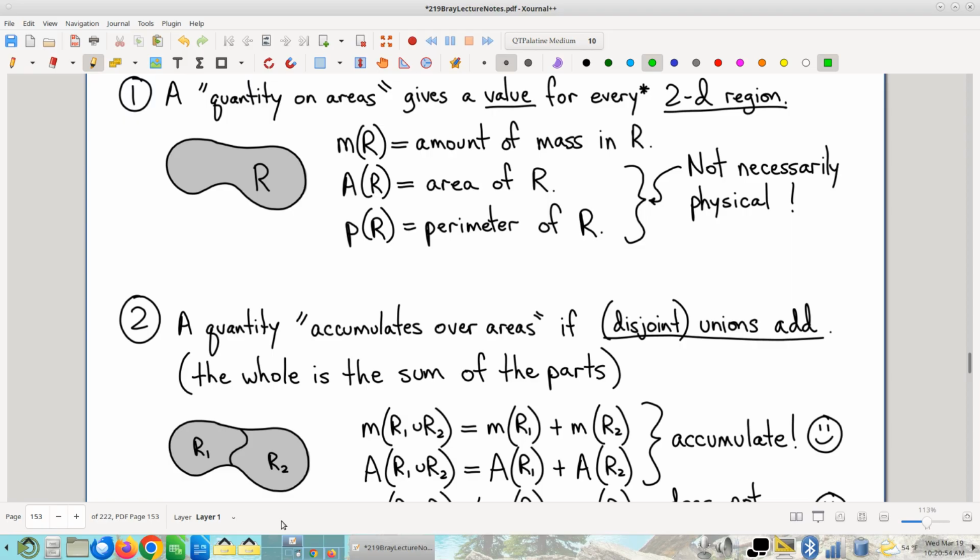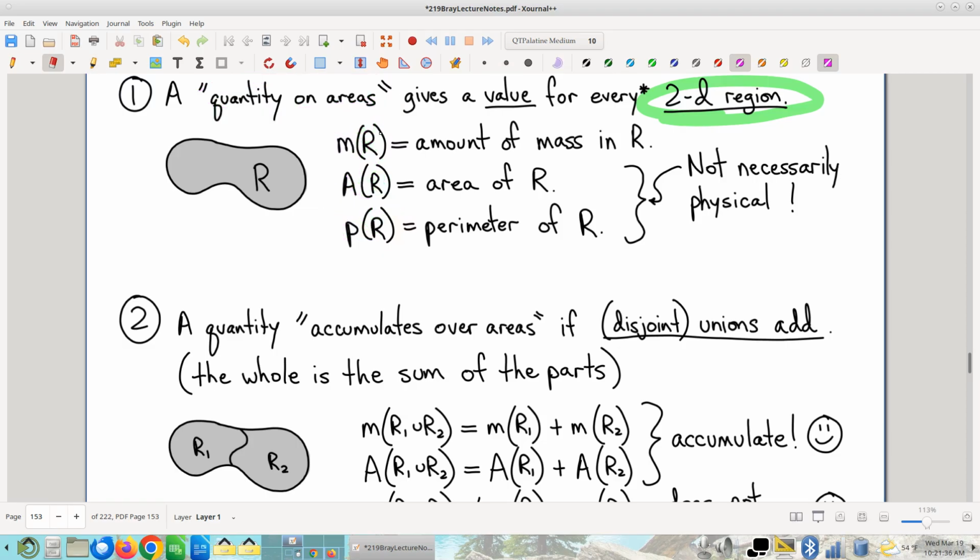So back to how we're going to see this in this class, we're going to think about this idea of a quantity defined on areas. Namely, if you give me a two-dimensional region, then a quantity is some value that you can define for that region, whatever region. For example, given whatever region you give me, I can ask the question, how much mass is in that region? I can ask, what's the perimeter of that region, namely the length of the circumference of that region? And who knows what else quantity you might define on regions.